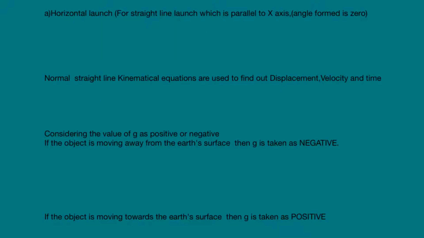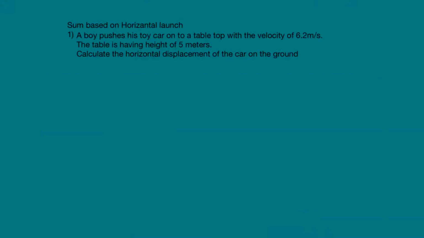Okay, this is that question. Here we can see in the question, a boy pushes his toy car on a table top with a velocity of 6.2 meters per second. The table has a height of 6 meters from the ground. Calculate the horizontal displacement of the car on the ground.